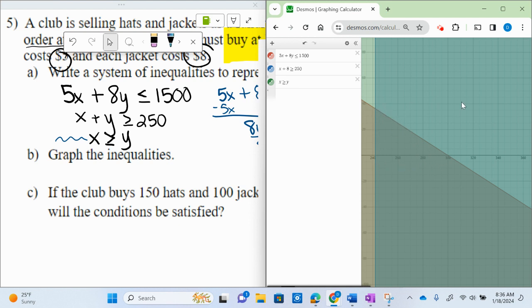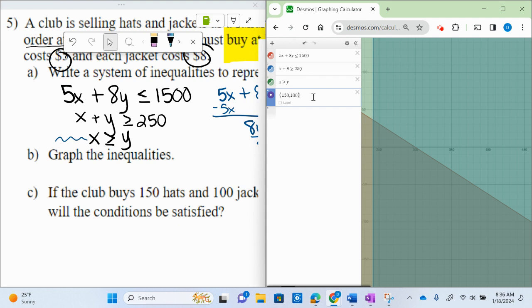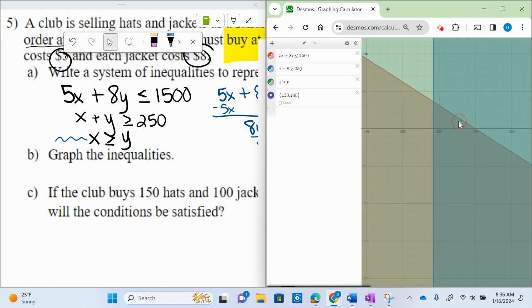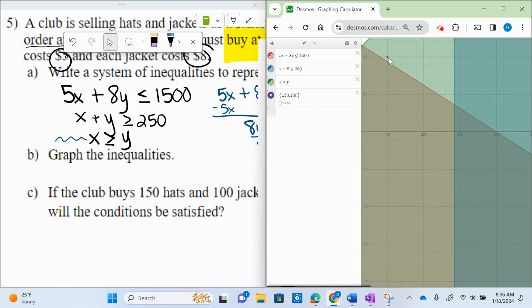Okay. So if the club buys 150 hats and 100 jackets, will the conditions be satisfied? Well, let's just see if the ordered pair 150, 100 is in our solution area. And it's not. So no, all the conditions will not be satisfied.